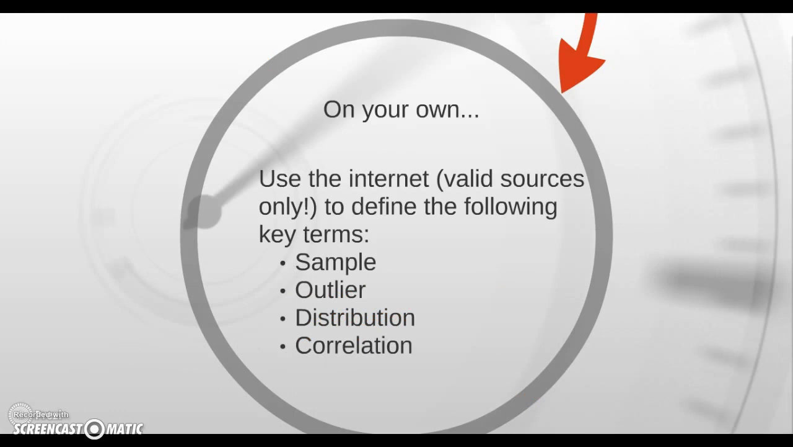And lastly, on your own, I want you to use the internet. Remember, valid sources only. It's very important that you guys use credible sources that have very reliable information. And I want you to define the following key terms: sample, outlier, distribution, and correlation. Now all of these words are going to have many different meanings, and I want you to find the most relevant mathematics definition for all of these words.